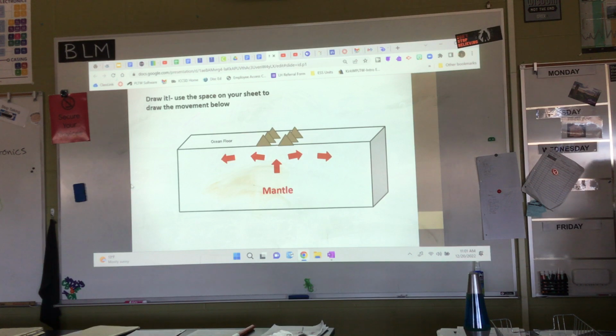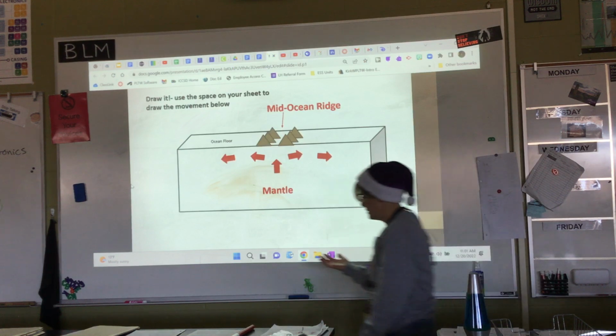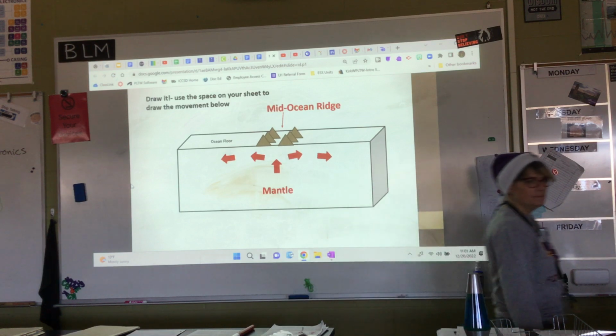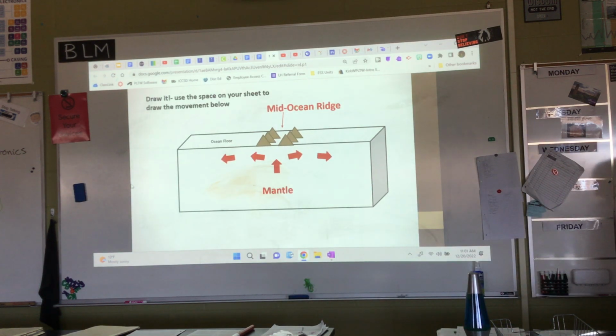When you've done that, we're just going to go ahead and label the mantle as the mantle, and we're going to go ahead and label the mid-ocean ridge where the mid-ocean ridge is. Keep it simple. Draw me a picture.